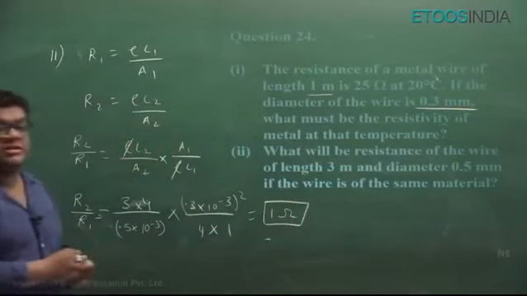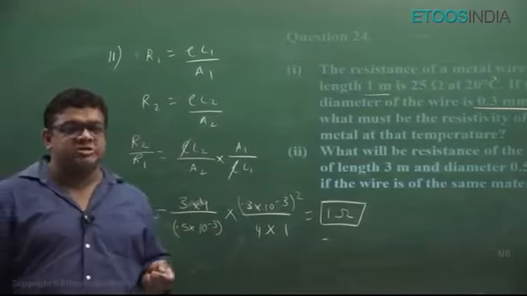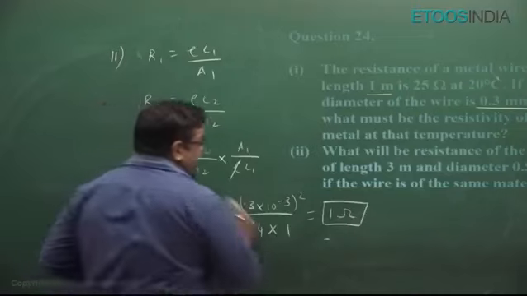Is it clear? So this is how, since resistivity is the same, we can use only these two things, length and area of cross section. Now move on to the next question.